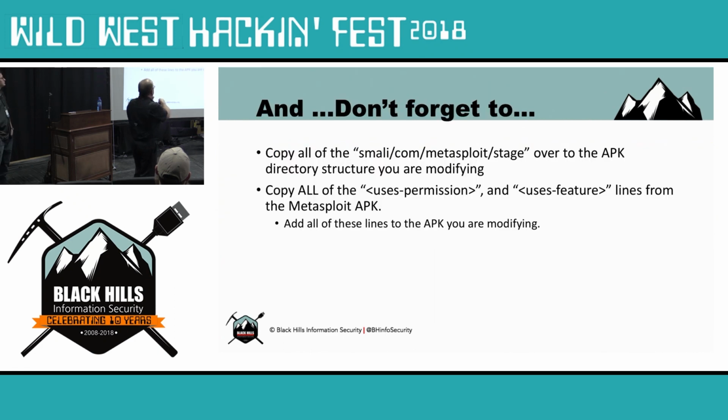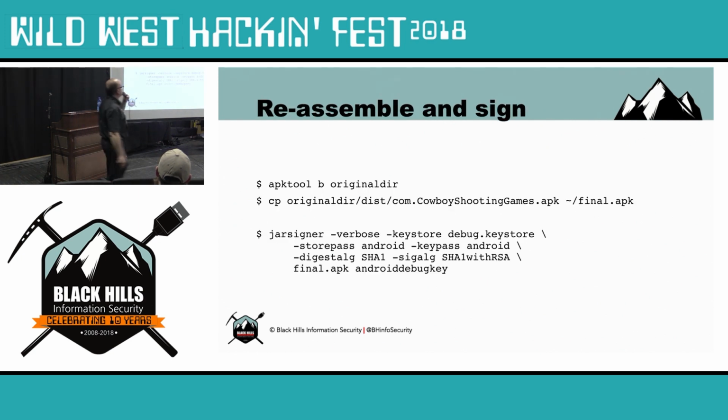And then don't forget, you have to copy all the smali code from the Metasploit stager over to the APK directory structure, then copy all the permissions and the feature lines from the Android manifest of the meterpreter code into the app that you're jacking. Once you've done that, then you need to reassemble all of the code, and then you need to sign it with a brand new key, and then your final APK file is ready to be sideloaded.